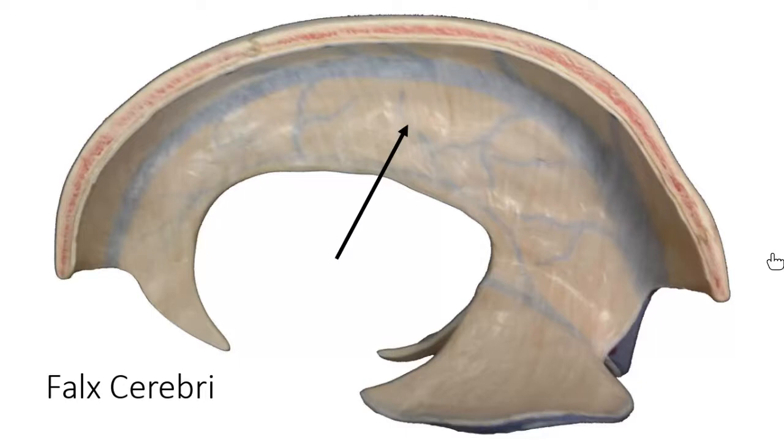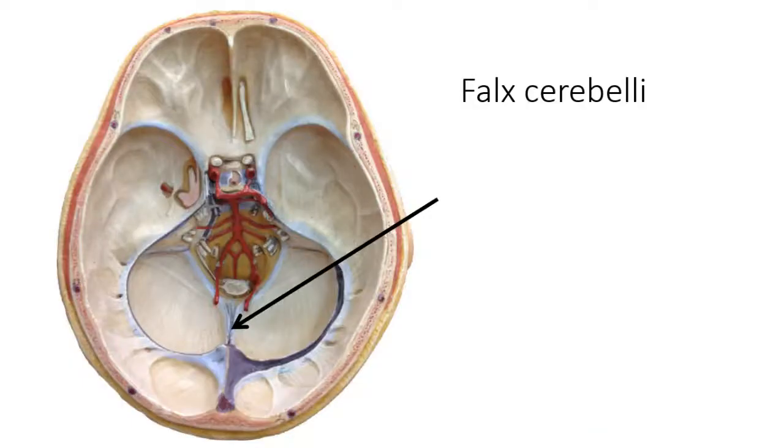All right. Then we have the falx cerebelli. Now your cerebellum, the two hemispheres will sit down here. One over here, one over here. The falx cerebelli separates the left and right hemispheres of your cerebellum from one another.